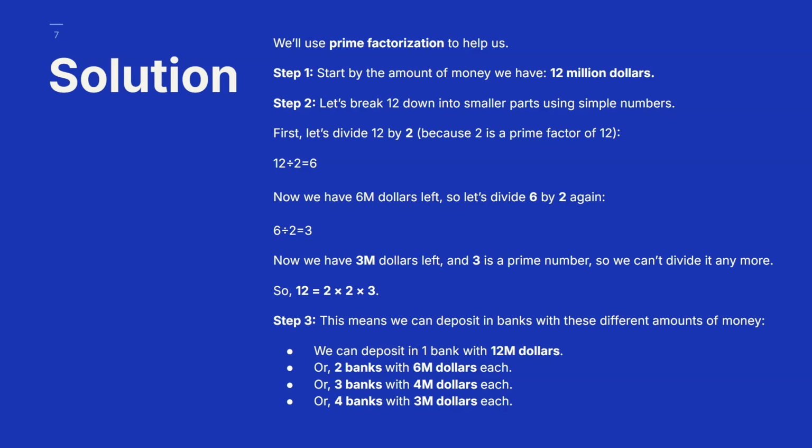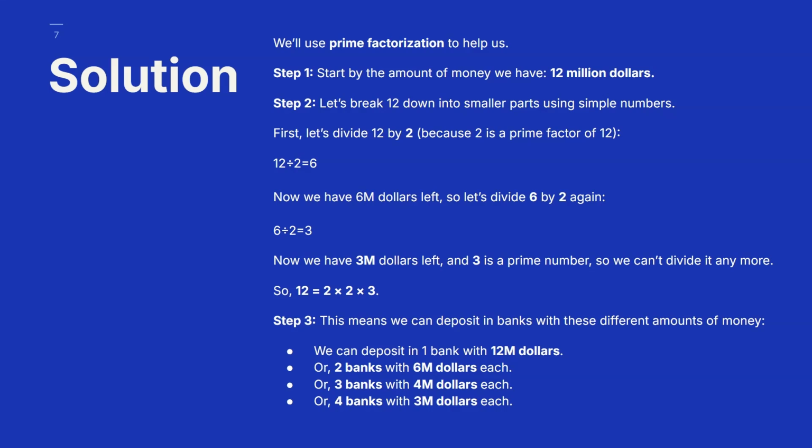Now we have $6 million left, so let's divide 6 by 2 again. 6 divided by 2 is 3. Now we have $3 million left, and 3 is a prime number, so we can't divide it anymore. So 12 would be equal to 2 times 2 times 3, or 2 to the power of 2 times 3.